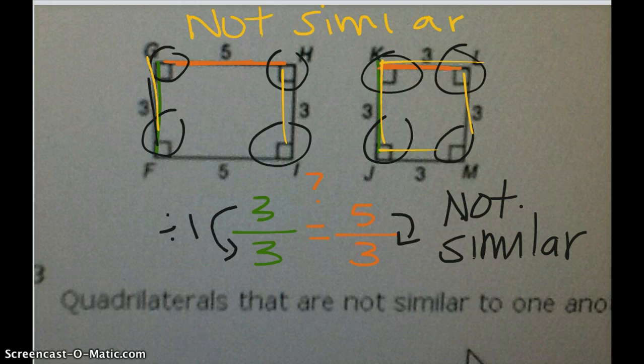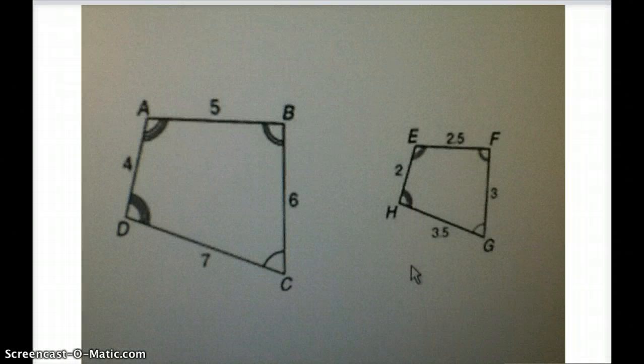Okay, let's check out another one. Just as a quick little review, we want to test, are these similar? I have two shapes, and I want to test if they're similar.